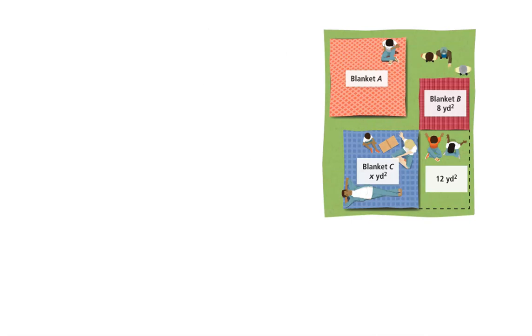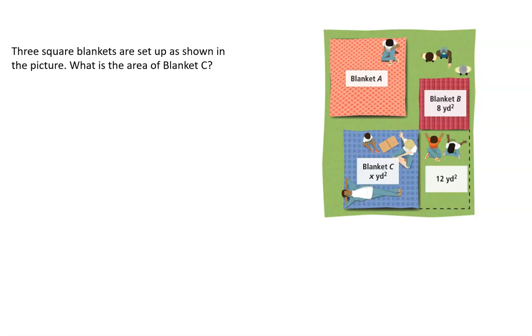Now, in this picture, we have 3 square blankets and a rectangular area. 3 square blankets are set up as shown in this picture. What is the area of blanket C? Well, the rectangular area has an area of 12 square yards, and we know for a rectangle that area is the length times the width.